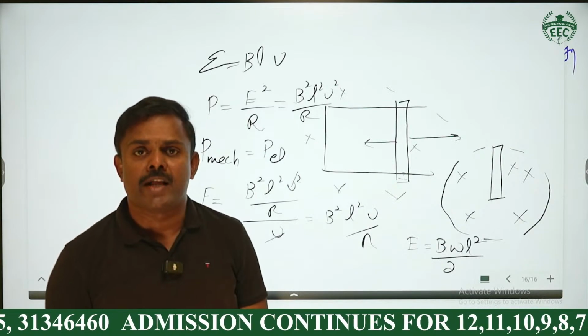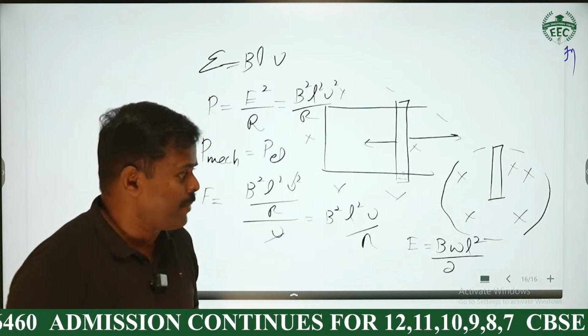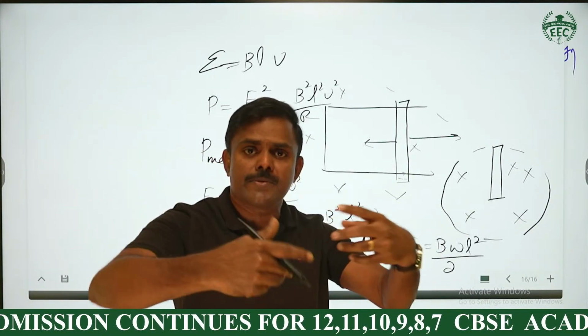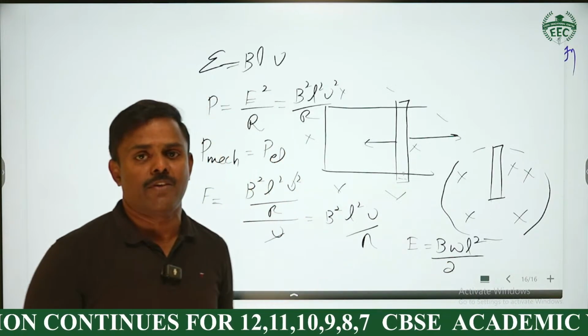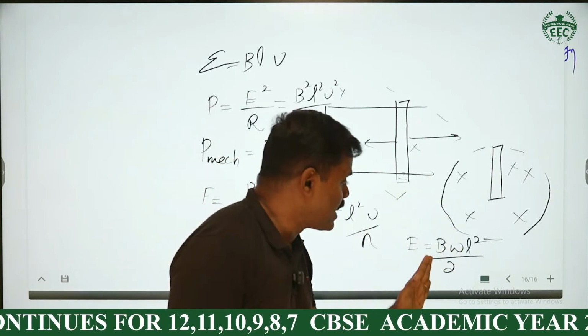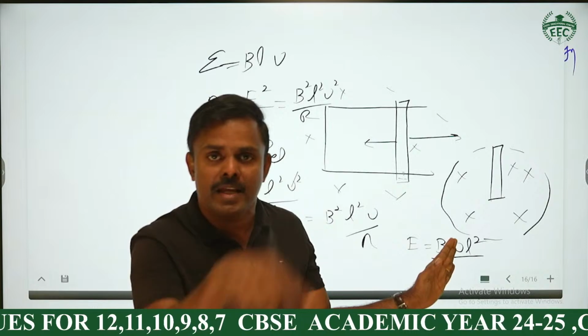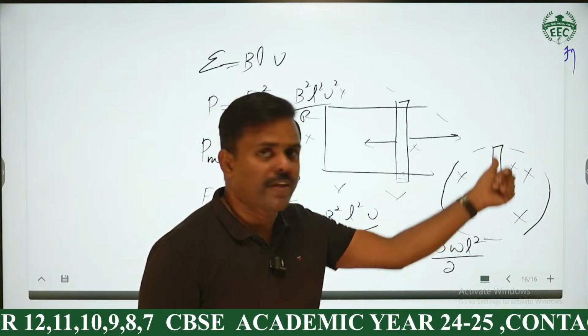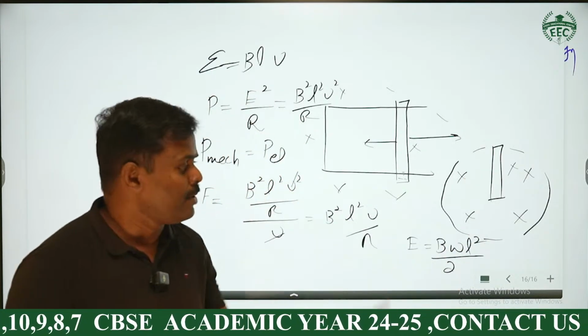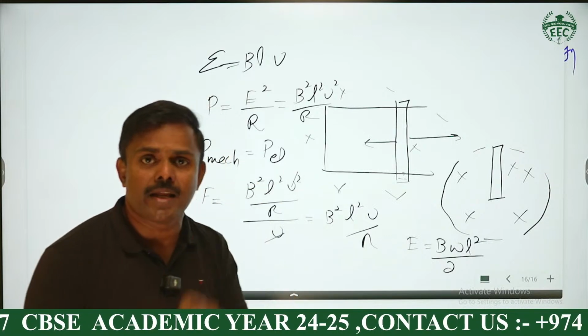Rotating conductor, for example the blade of a fan. When it rotates, it obviously intercepts Earth's magnetic field. Magnetic field is B, angular velocity is omega, and L is the length of the conductor. This derivation is important, B omega L square by 2, and the numerical is also important.